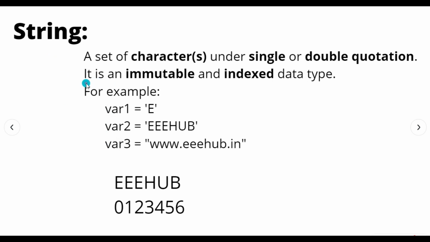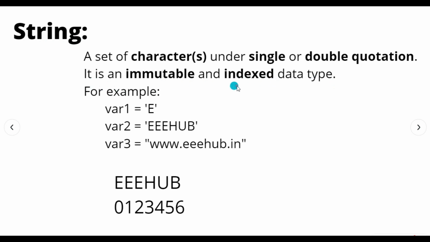Now in the second line it is written that it is an immutable data type. The meaning of immutable is it can't be changed. For example, if you have a variable 1 and you are assigning some string in that variable, and again if you want to make some change in that string, that is not possible because the string data type is immutable. You can't change it.